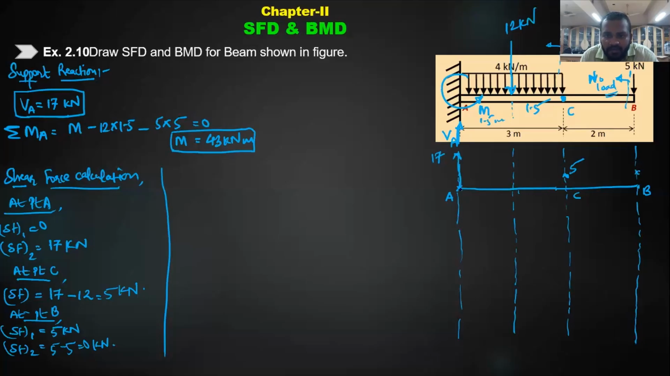So we have this, then we have an inclined line till C, then a straight line, this is a straight line. Very good. And join. So the SFD was so simple here. Now let's go for the BMD.